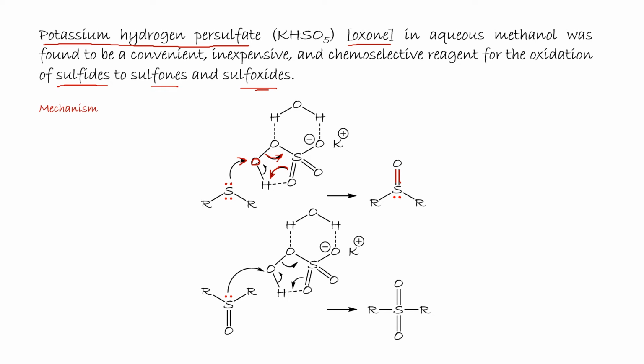Again, this lone pair will do the same, attack the oxygen, cleave the OO bond and form S double bond O. The double bond O here with sulfur will become a single bond and pick up the OH bond. And once again here we will have a second S double bond O, sulfone. So the first step is to form sulfoxide, then further oxidation to sulfone.